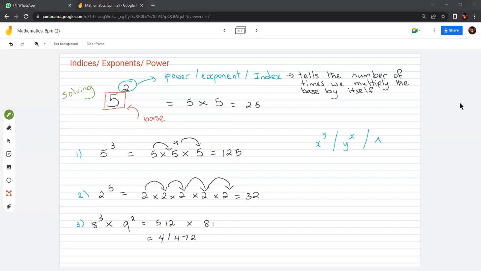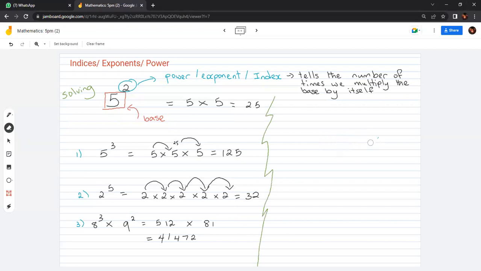Now, I'll put it right on the side here. If they ask you to simplify, simplifying is different. Solving is when you ask for the answer, but simplifying is different. So let's say they ask you to simplify. Now, in simplification of indices, we have some rules.